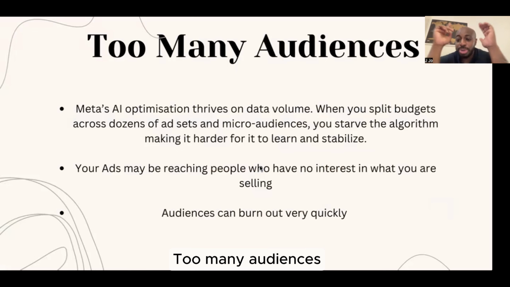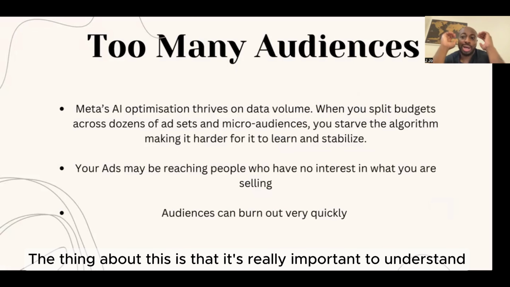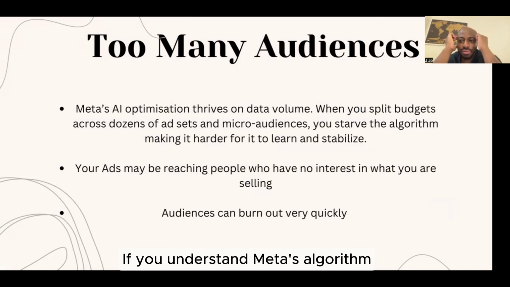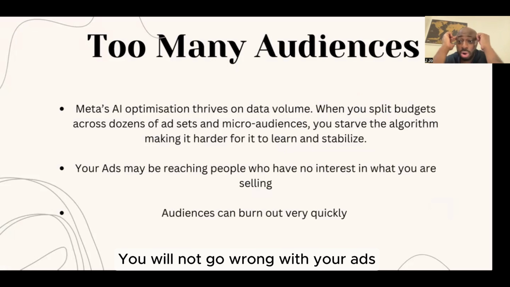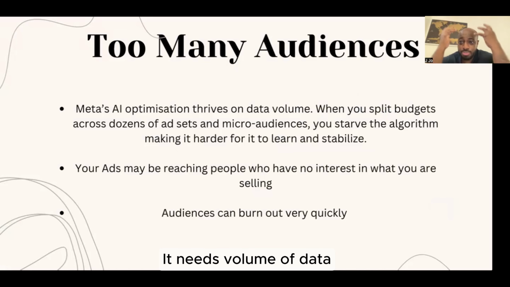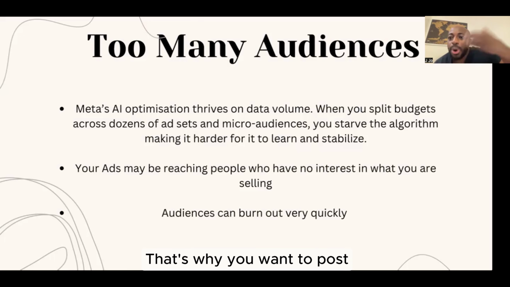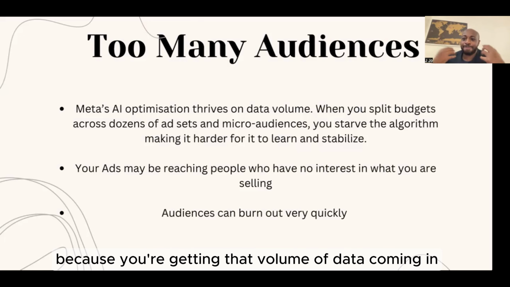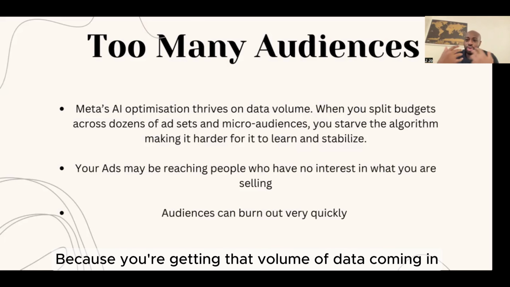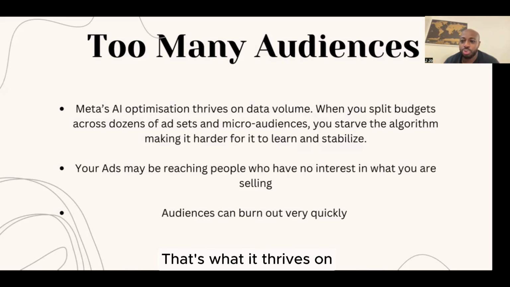Number 1, guys, too many audiences, right? The thing about this is that it's really important to understand Meta's algorithm. If you understand Meta's algorithm, you will not go wrong with your ads. Meta's AI thrives on data volume. It needs volume of data. It gets it organically, it gets it through pay. That's why you want to post, because you're getting that volume of data coming in. That's why you want to run ads, because you're getting that volume of data coming in, right? That's what it thrives on.